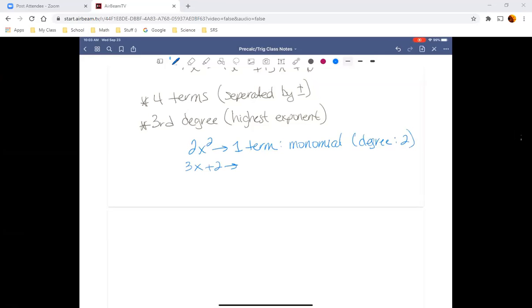2 terms, yeah, good job. Anybody want to guess what a 2-term polynomial is called? Binomial, yep. Because bi means 2. Good job. And for the fun of it, just on this binomial, what's the degree of this binomial? 1. Yep.